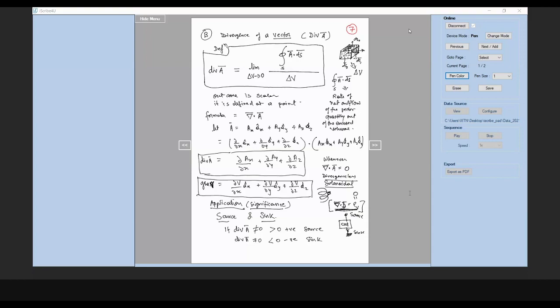And always remember, the sourcing and sinking concept is very important as far as radiation or any other important aspects of electromagnetism are considered, which govern different types of equations. And we would always be interested in knowing, for the given vector field, whether it has a characteristic or potential to act as source or not.